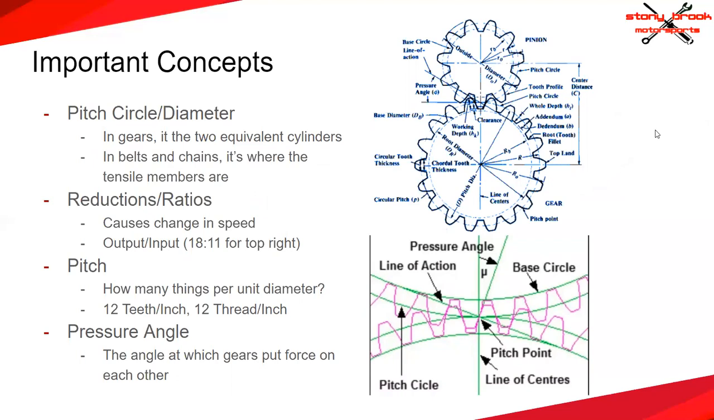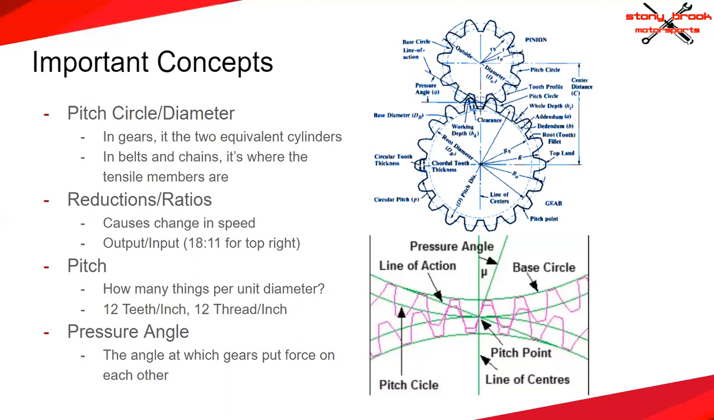Pitch circles are important because the ratio of their diameters is what creates reduction ratios. A difference in pitch diameters causes a change in speed and torque. So let's say in the case of the top right image, the top gear has 11 teeth and the bottom has 18 teeth. This means that there's going to be an 11 to 18 ratio or 18 to 11 ratio for the top right, depending on which one's the input.